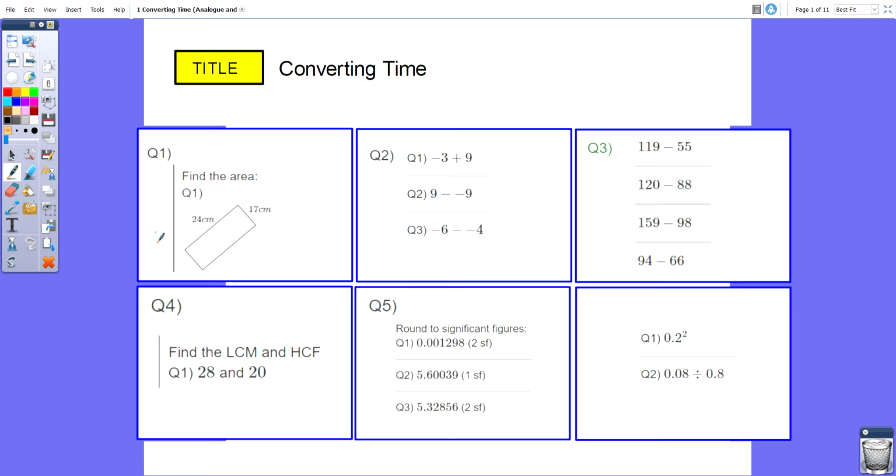So to start us off, we've got our starter up on the front. There are 6 questions to have a go at, so pause the video now, have a go at all of them, and when you finish you can unpause the video so you can mark these and check your answers.